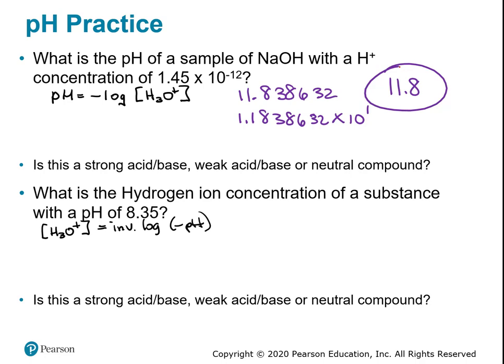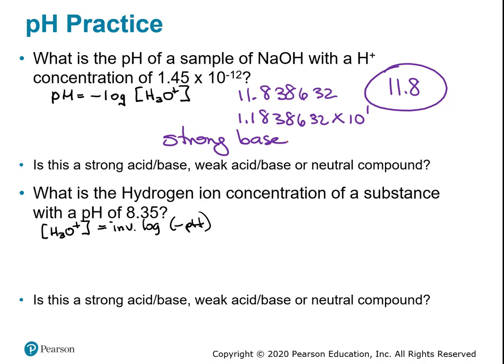All right, so the bottom one. First, the next question: 11.8. What would you call that? Strong acid, strong base, mild acid, mild base, or neutral? Strong base. Good. This is a strong base. Based on that pH scale, anything really above 10 is considered a strong base.